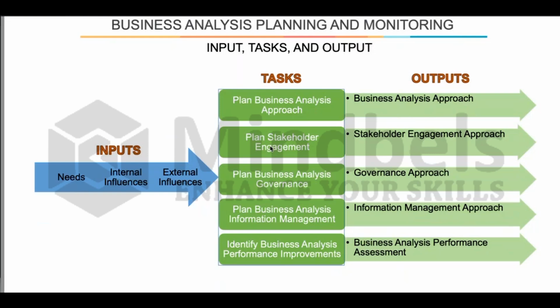Now in BA planning and monitoring, you see this: input, tasks, output. There are three action items that you have to look into when you do planning and monitoring. What is that? So first thing, input. It's important you understand the needs. That is your first thing. In addition, internal and external influences. So I'll tell you what this is all about.